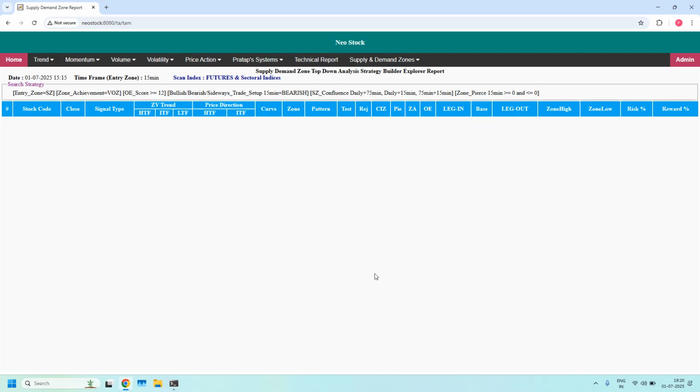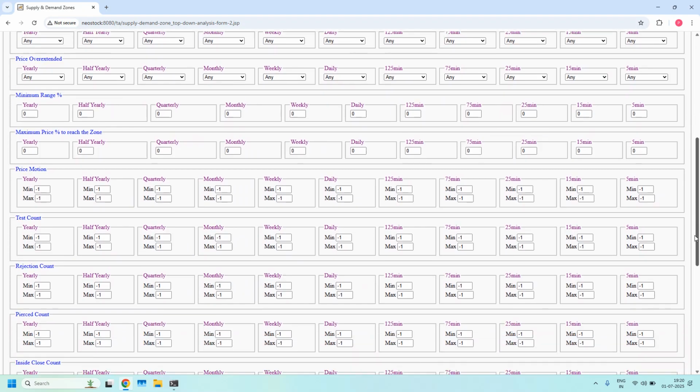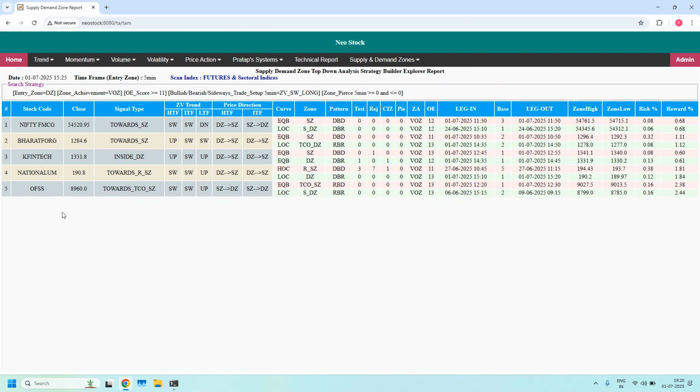Next we will generate hourly income trade reports quickly. Entry time frame 5 minutes, entry zone demand zone. At 5 minutes, sideways long, zone achievement VOZ, minimum order enhancer score 11, and the 5 minutes demand zone should not be pierced, 0 values. Let's filter. We got 5 stocks. Bullish sideways long trade setup for hourly income trade, and entry time frames are 5 minutes demand zones. All these are 5 minutes demand zones.